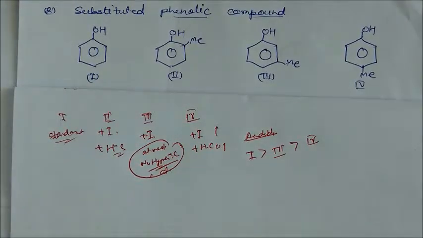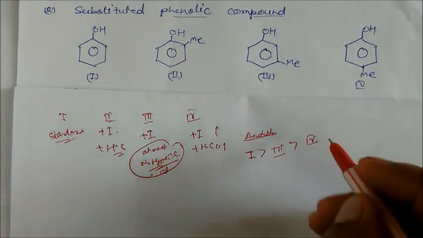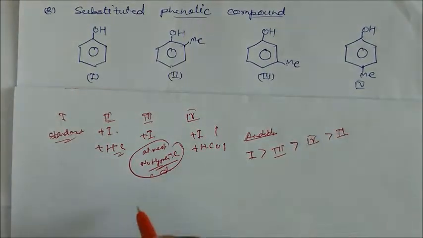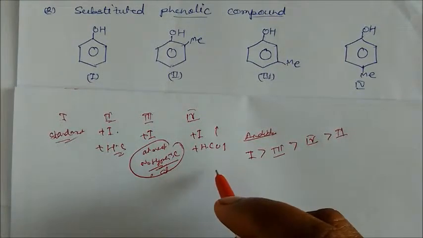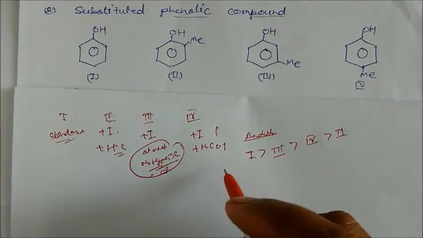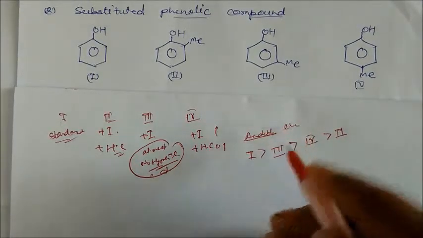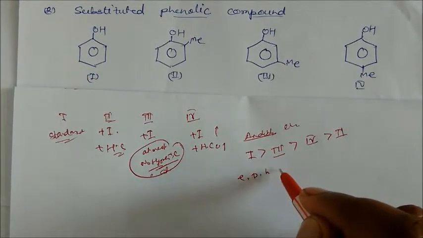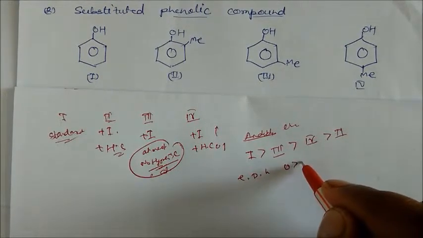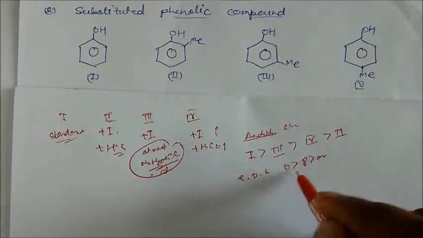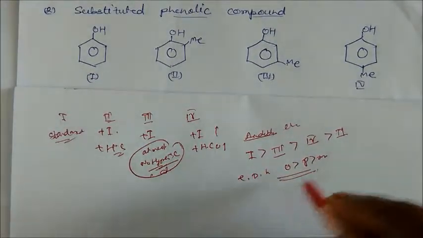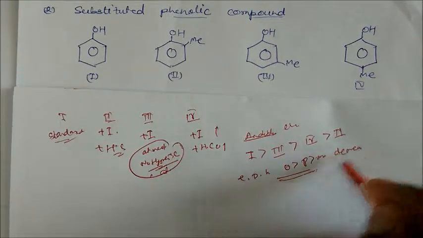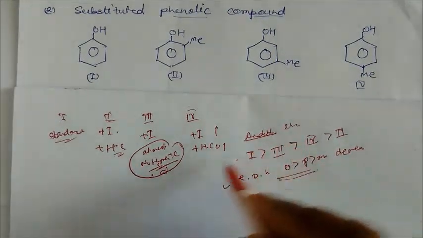4, and after this one 4, we'll have again the second. Okay, so this is our acidic character. Also we know that the electron donating effect operates through ortho, para, then meta. So here it is decreasing. In which will the acidic character be more?